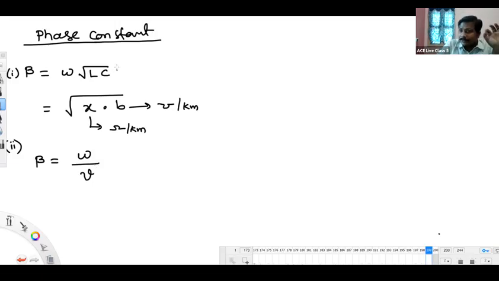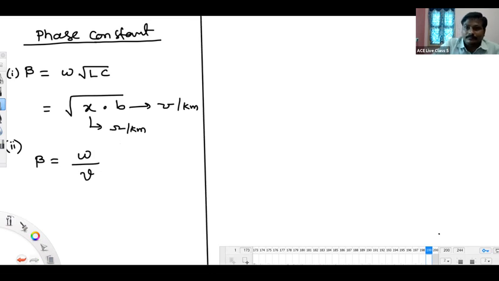First preference omega root LC. If that is not possible to use, we have to go for omega by velocity. If they have not given omega, it is 2 pi into 50. If they have not given velocity, that is 3 into 10 power 5. You can get a number, right? A definite number you are going to get. So this is regarding the phase constant.